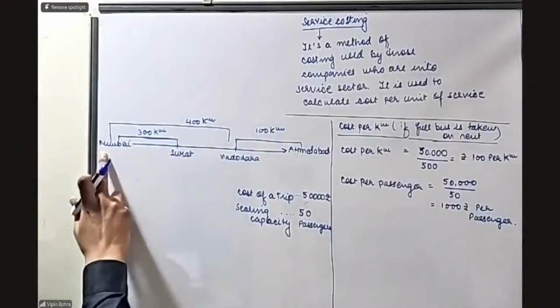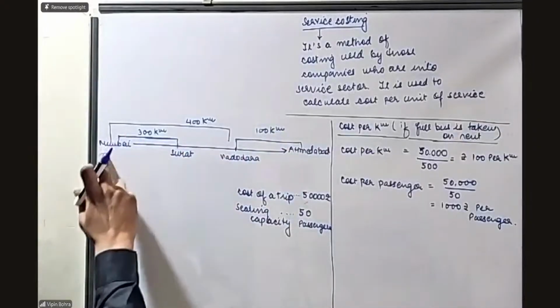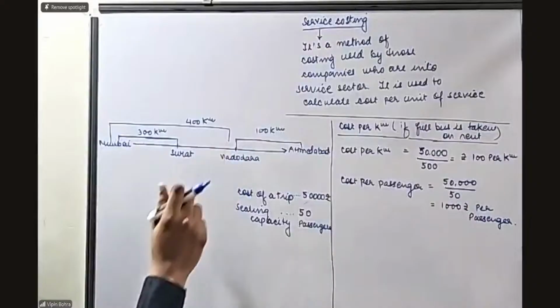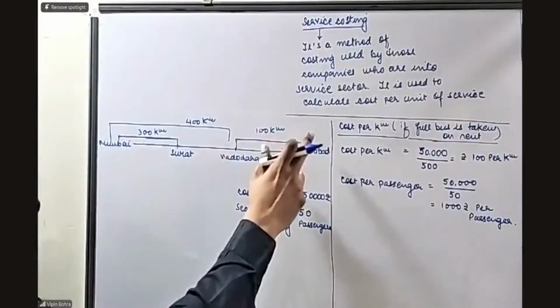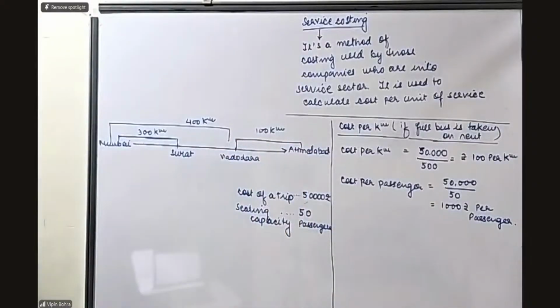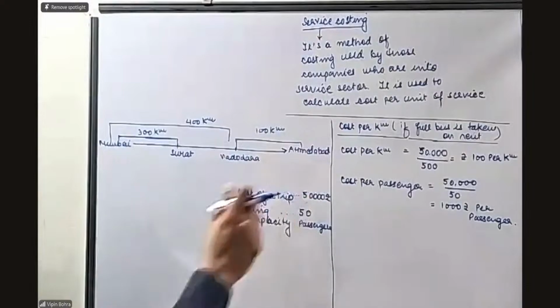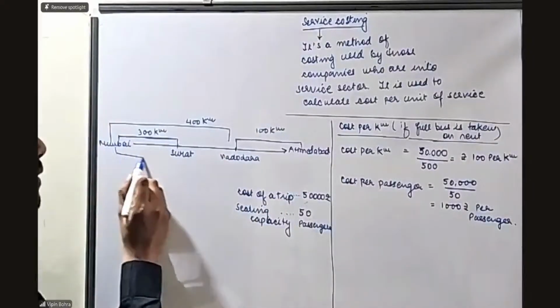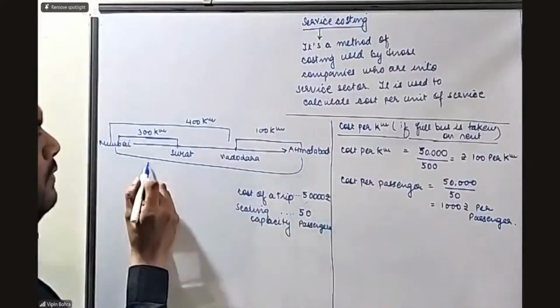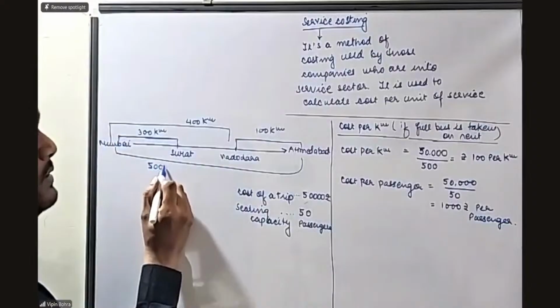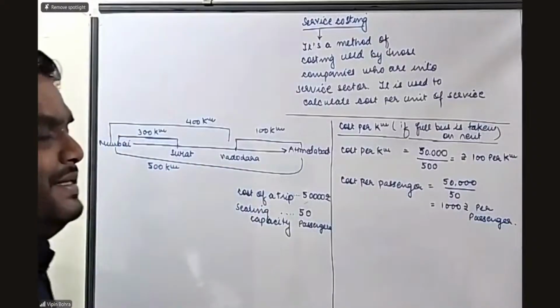Mumbai to Surat, it is 300. Mumbai to Vadodara, total it is 400. So Surat to Vadodara, it will be 100. And from Vadodara to Ahmedabad, it will be 100 kilometers. So Mumbai to Ahmedabad, total, it will be 500 kilometers. This is the situation.